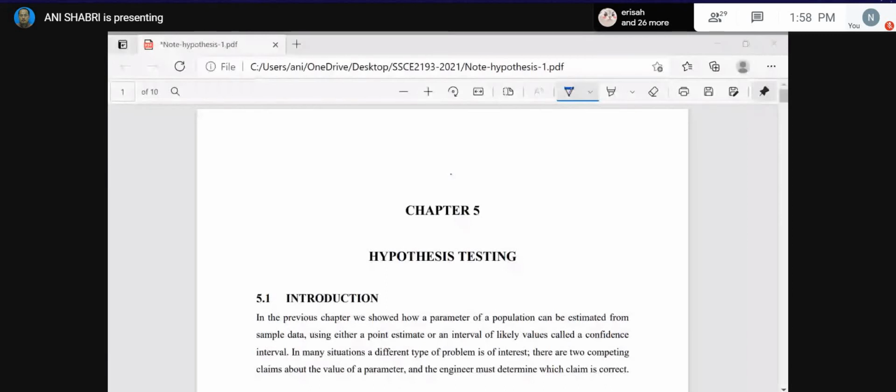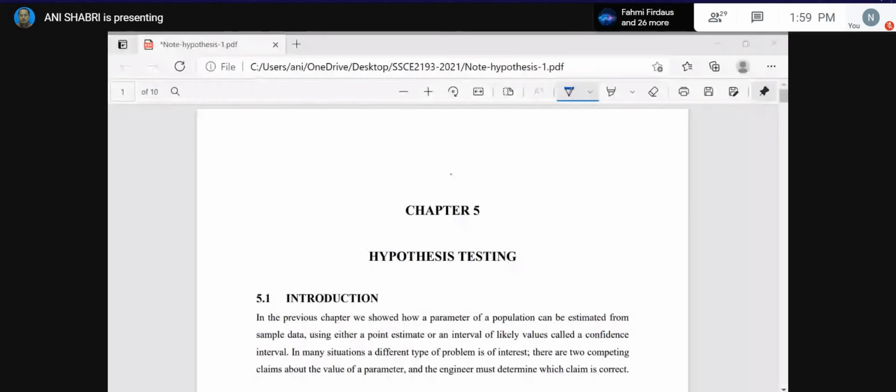In the previous chapter, we show how a parameter of a population can be estimated from sample data using either a point estimate or an interval of likely values called a confidence interval. In many situations, a different type of problem is of interest. There are two competing claims about the value of a parameter, and the engineer must determine which claim is correct. This chapter focuses on the basic principles of hypothesis testing and provides techniques for solving the most common types of hypothesis testing problems involving a single sample of data. A statistical hypothesis is a statement about the parameters of one or more populations.